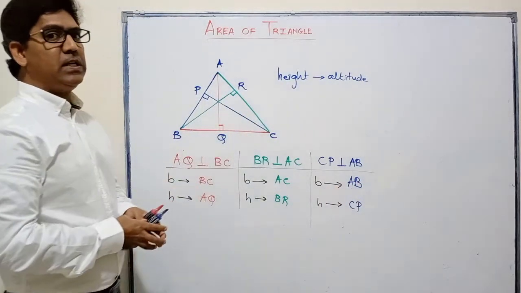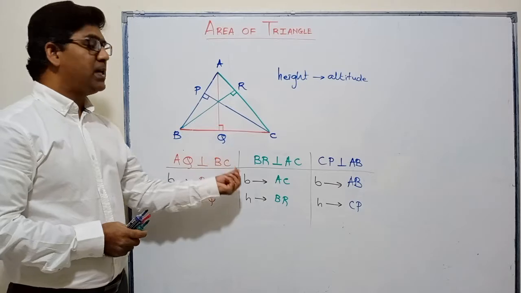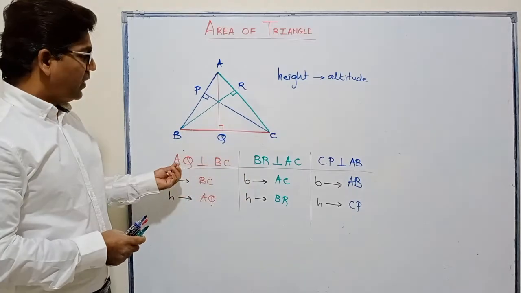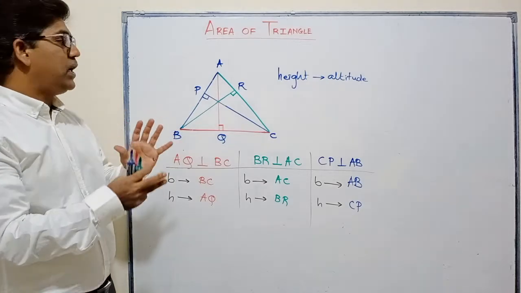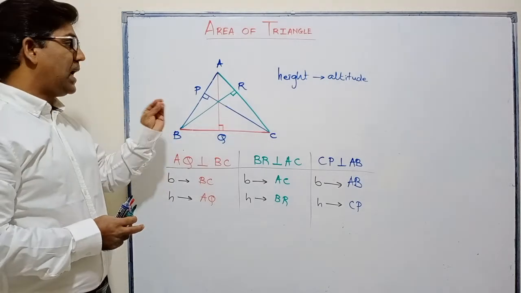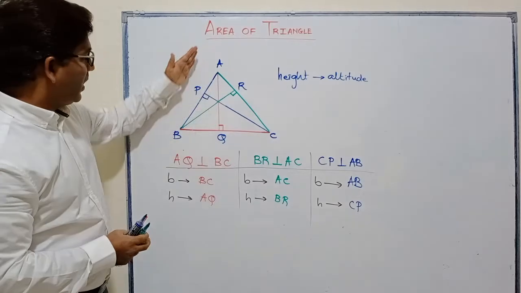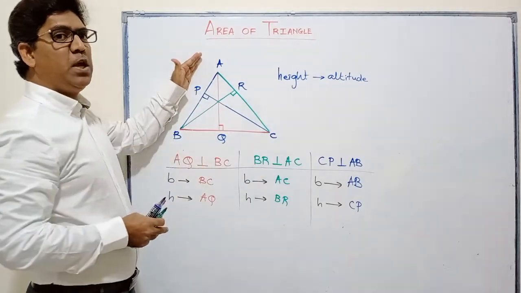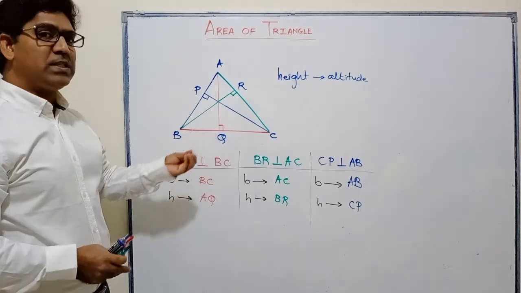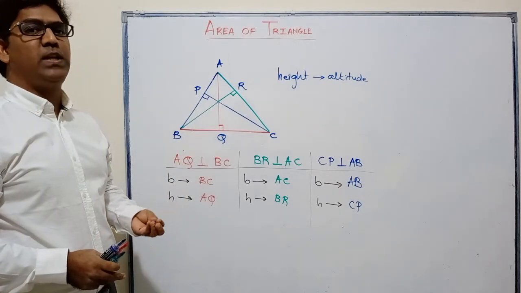So you can see here that we can have different pairs of base and height, and altogether we have 3 pairs. So in the question you need to identify the corresponding base and height. Now CP is perpendicular to AB, so CP will become the height and AB will become the base of the triangle. Now let's have a look at some examples on how to find the area of a triangle.